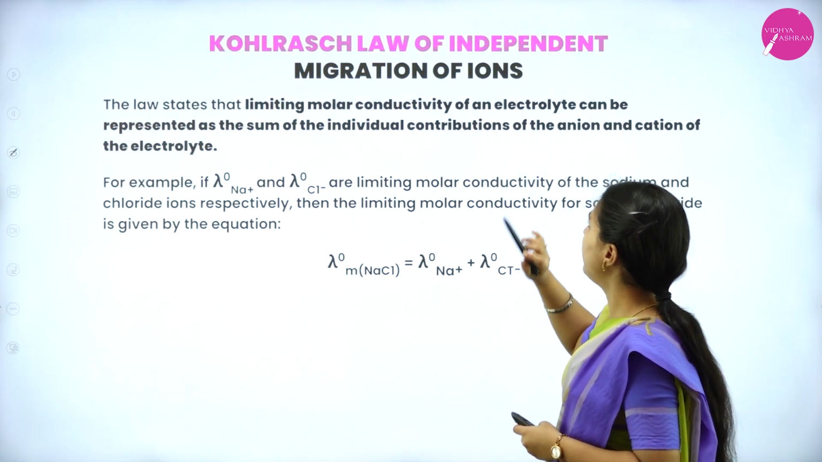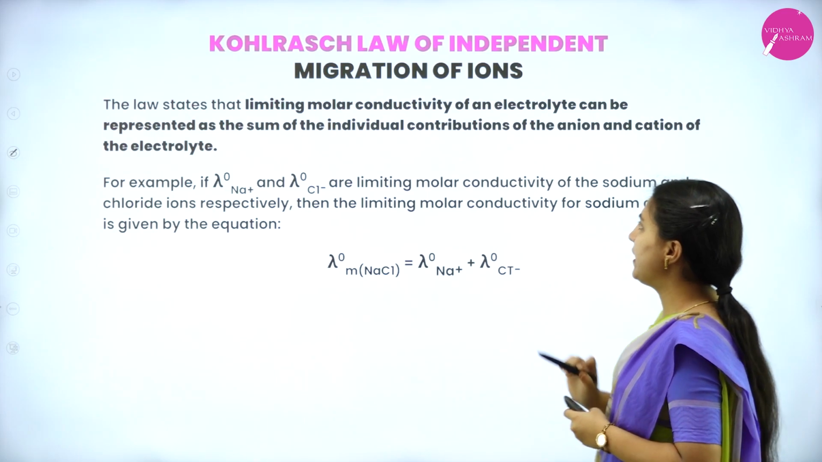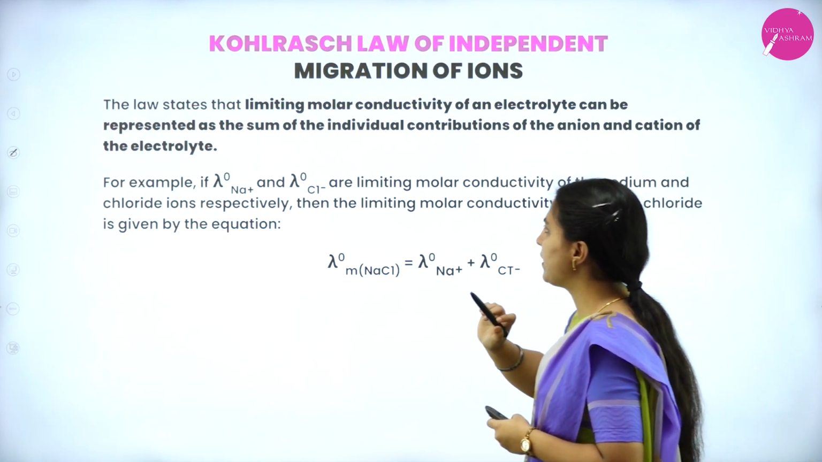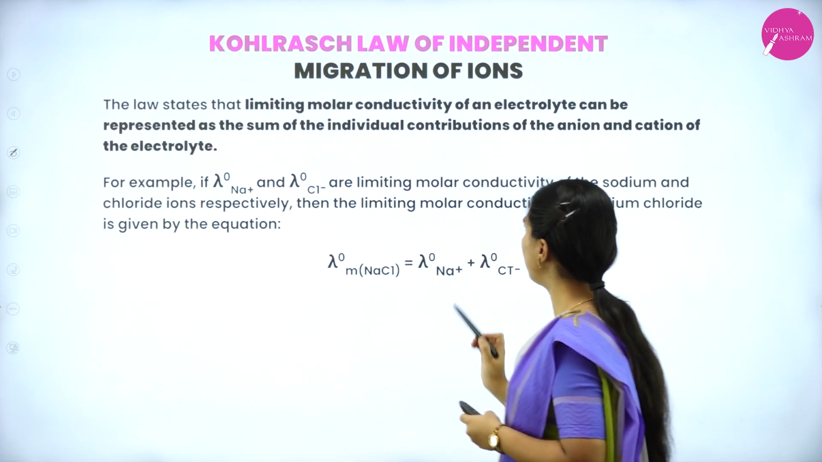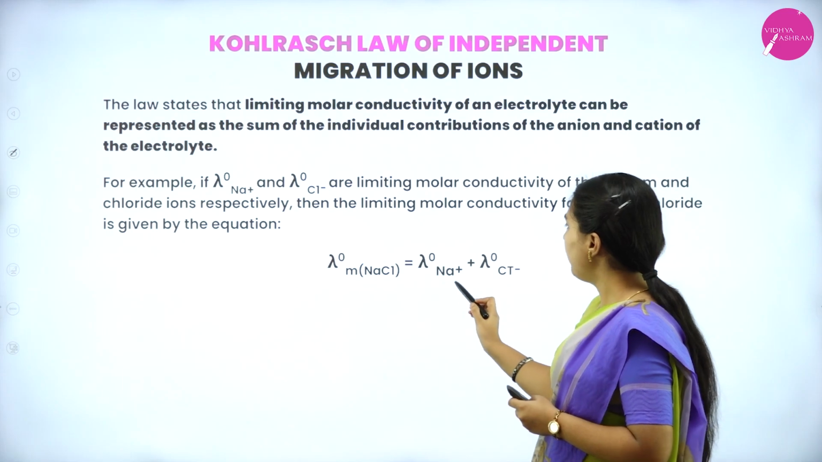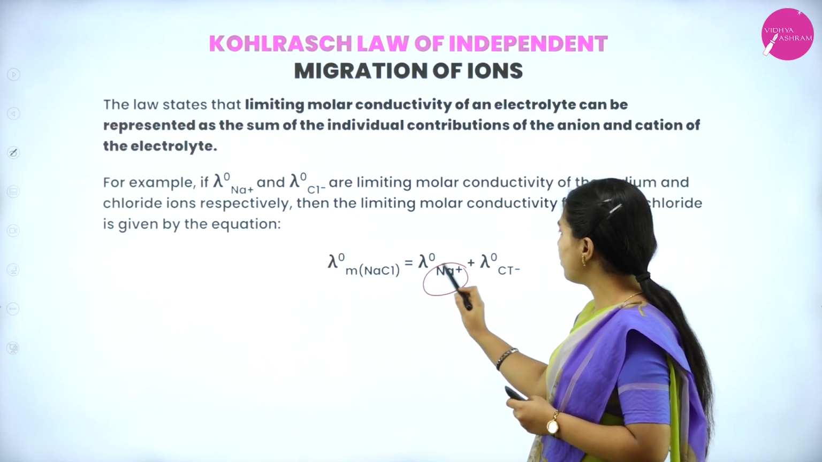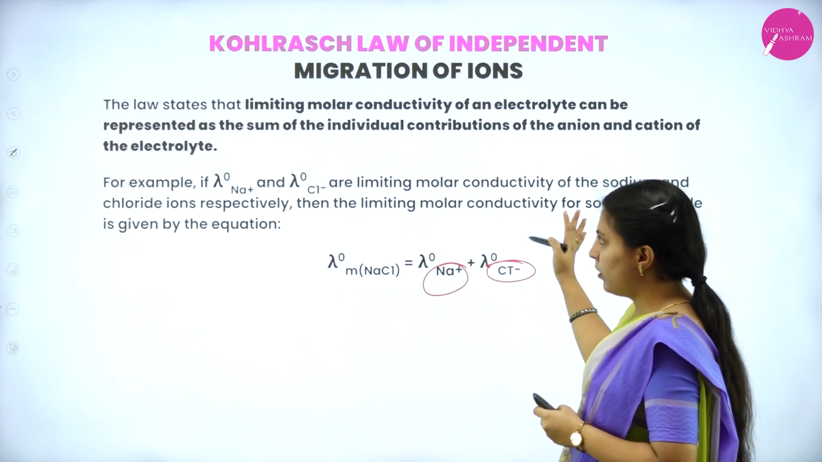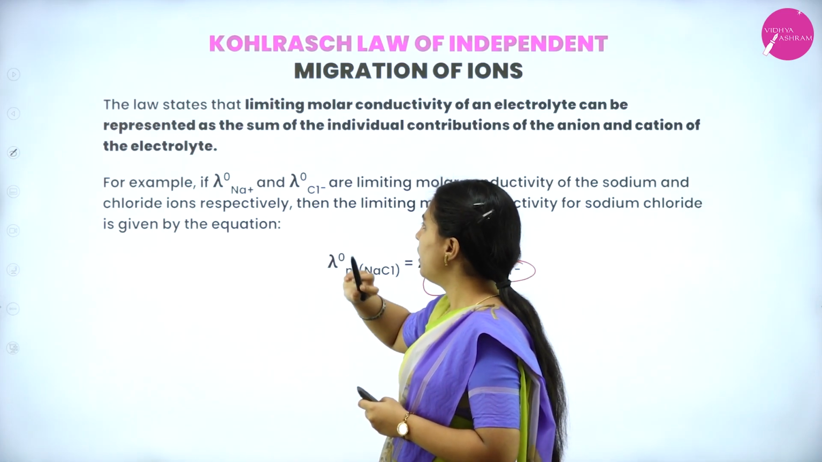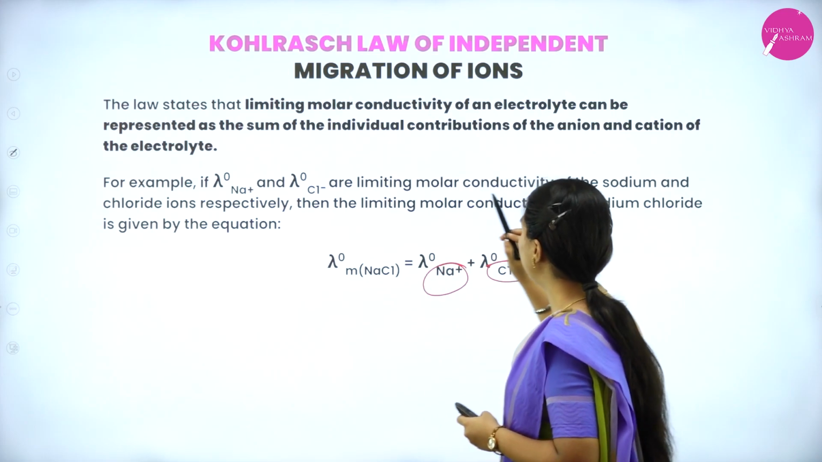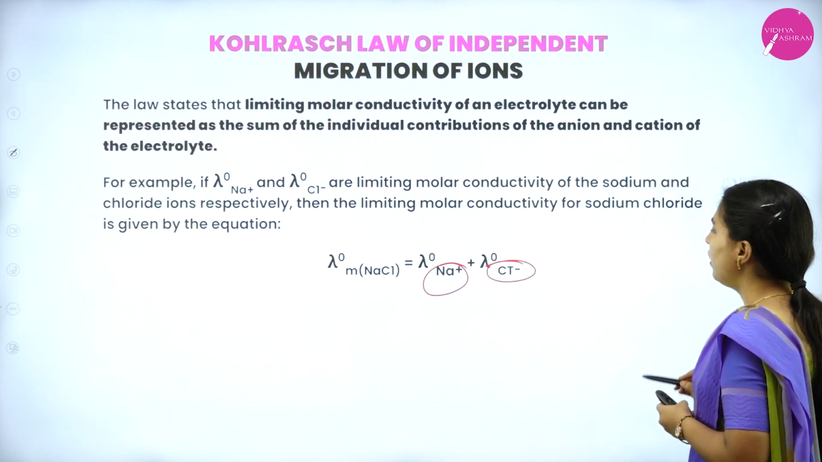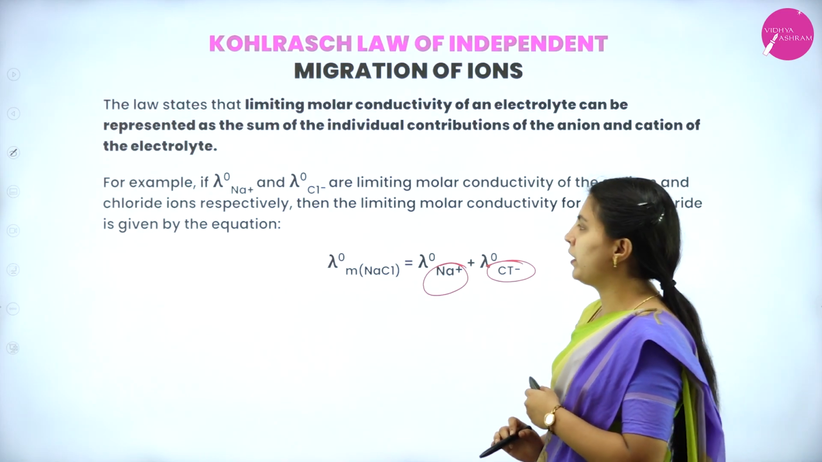Kohlrausch law of independent migration of ions. The law states that the limiting molar conductivity of an electrolyte can be represented as the sum of the individual contributions of the anion and cation of the electrolyte. See, by the sum of contributions of cation and anion, the limiting molar conductivity is estimated. For example, lambda Na plus and lambda Cl minus are the limiting molar conductivities of the sodium and chloride ions respectively. So here it will be calculated.